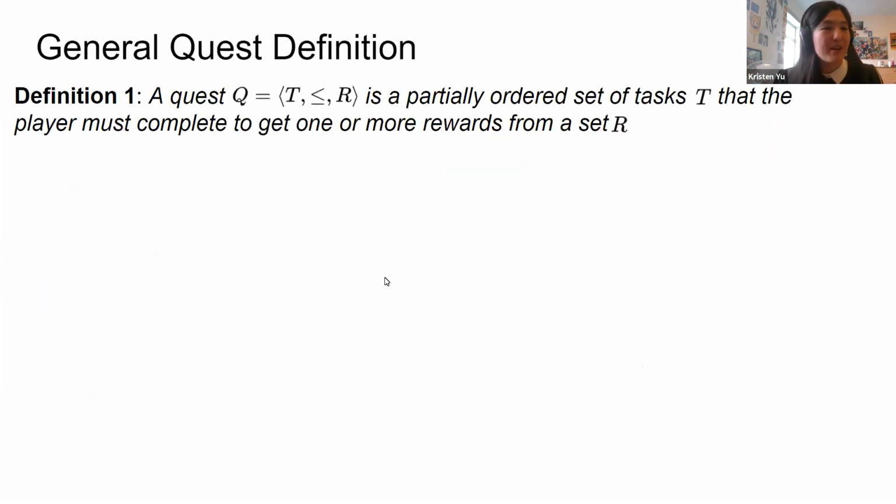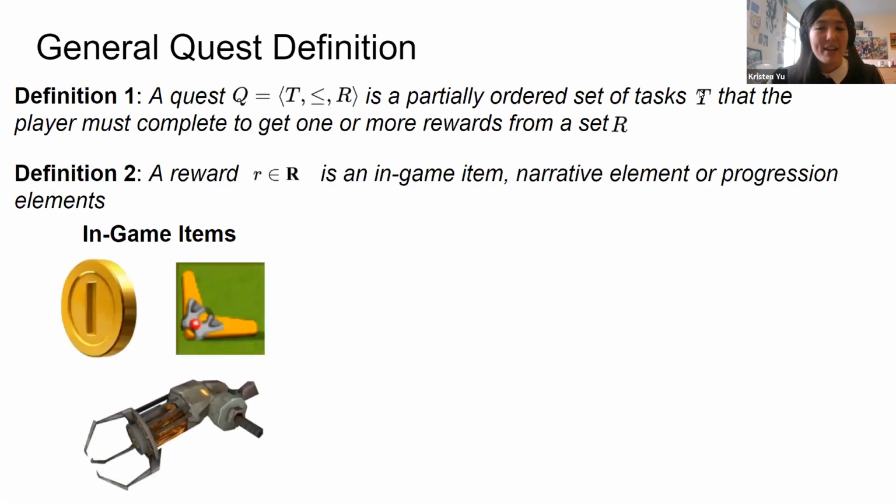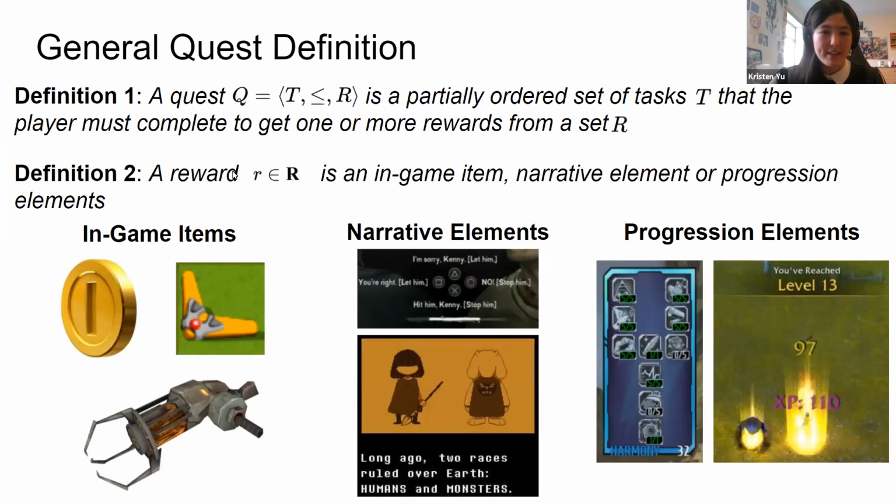This brings me to my proposal of a general quest definition. A quest is a partially ordered set of tasks T that a player must complete in order to get one or more rewards from a set R, and the less than or equal sign defines the partial ordering on the set of tasks T. A reward is an in-game item, a narrative element, or a progression element. All these are considered rewards because they're given to the player as the player is completing the quest. The bold R refers to the set of rewards that are possible within the entire game, and the capital R refers to the set of rewards that is present in a single quest. So the capital R would be a subset of the bold R rewards.